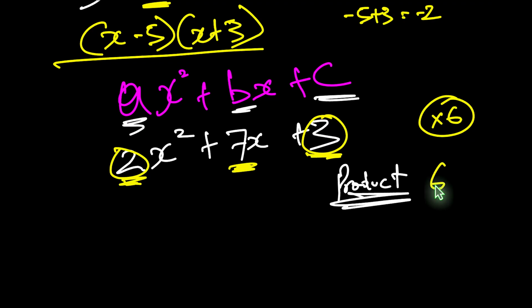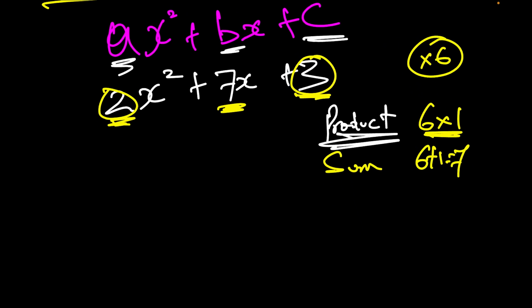So of course, if we do 6 times 1, we do get 6, and when we sum them, they actually give us 7. So it's going to be 6 and 1. Now, what we do with these two numbers will be slightly different to what we did with the previous. So what we're going to actually do is to replace the 7x with the 6 and the 1x. So this is what that looks like.